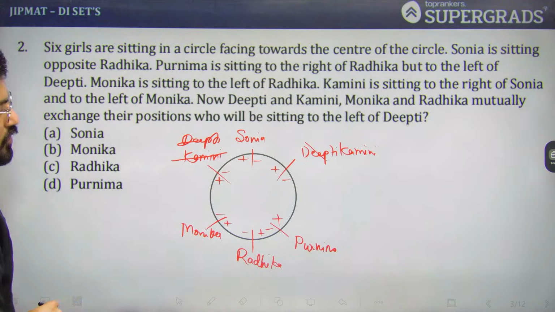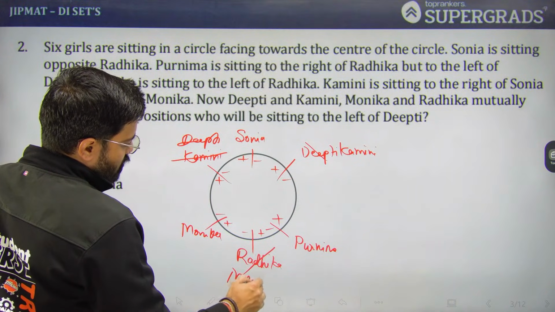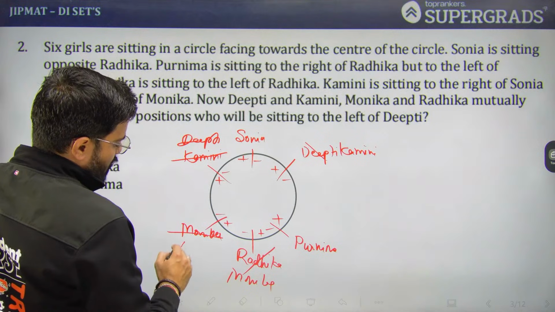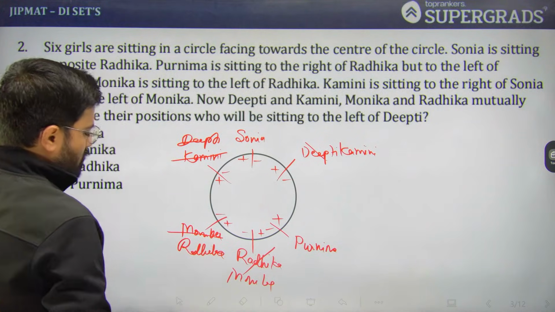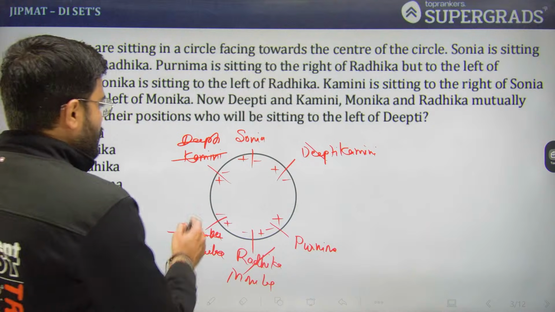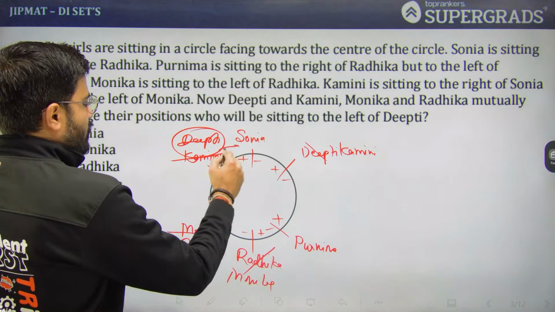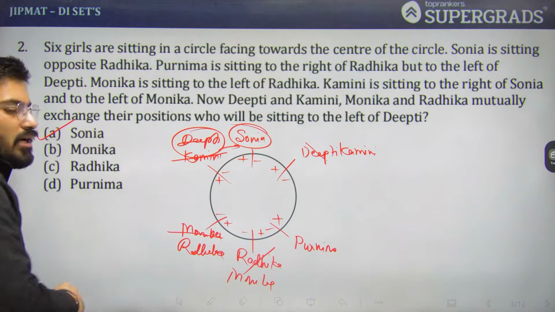Deepti and Kamini, Monica and Radhika. This is Monica. This is Radhika. Now, exchange their positions. Who will be sitting to the left of Deepti? Where is Deepti? This is Deepti. What is the left of Deepti? This is Sonia. So the answer is Sonia, A, Agra.